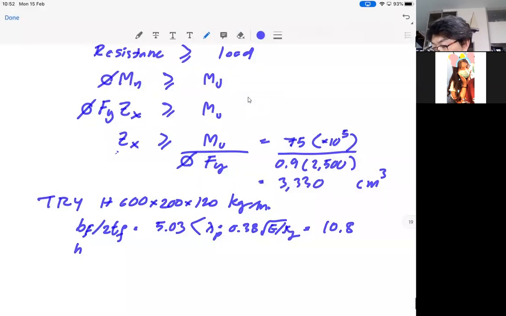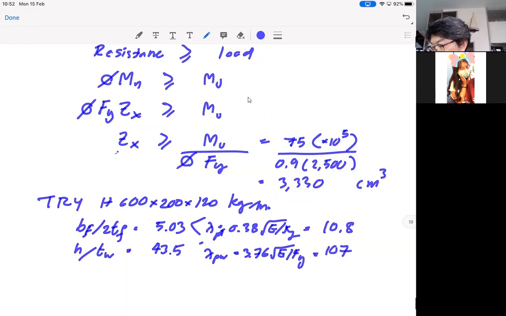All right. And H over TW, even though you know that it's going to be compact, let's complete the job, okay? 43.5. And this is lambda P of the flange, okay? And lambda P of the web, that is 3.76 square root E over Fy, and it is 107. This is way less. So you can say this is compact. Therefore, it is a compact section.